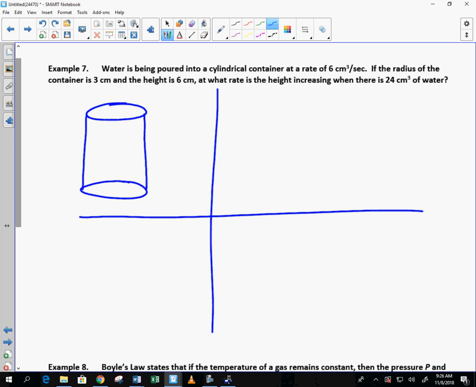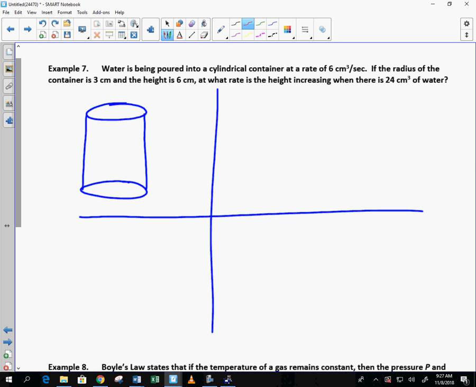Water is being poured into a cylindrical container at a rate of 6 cubic centimeters per second. If the radius of the container is 3 and the height is 6, at what rate is the height increasing when there is 24 cubic centimeters of water? I know, it hurts your head to even look at it, right? So let's slow down. Let's divide it into 4 pieces and start right at the basics. What's changing? What's not changing?